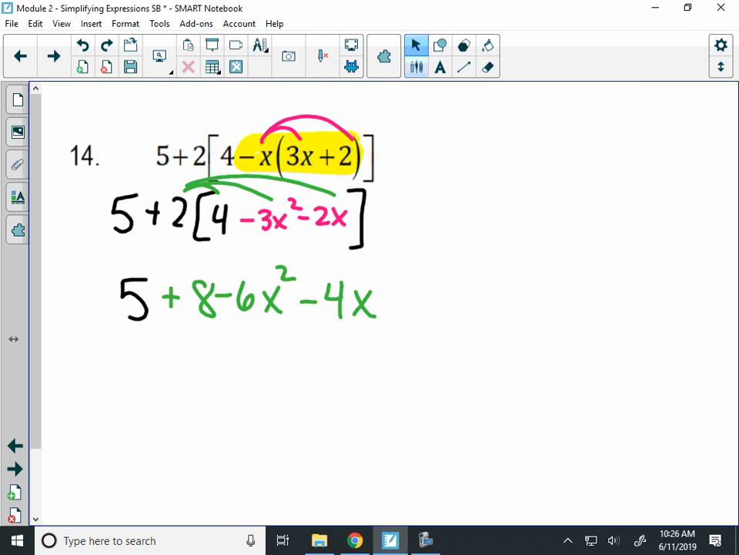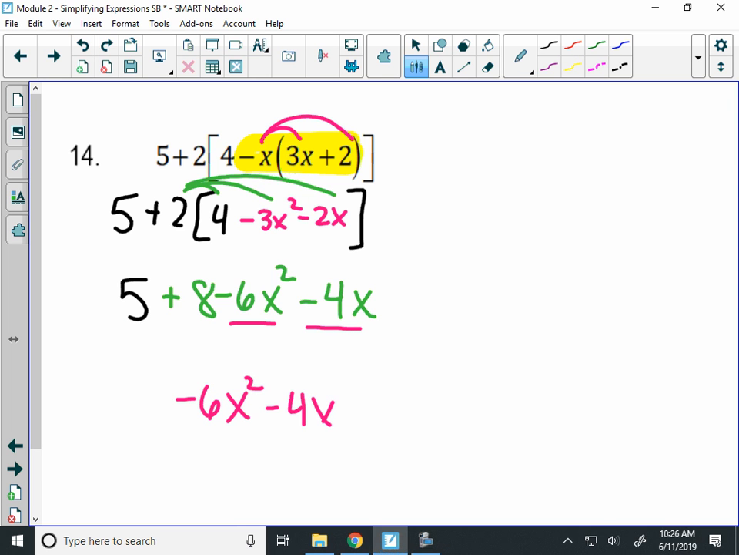Combining like terms, I'm going to start with the 6x squared first, just to put it in standard form. The x's next, minus 4x. And then the 5 plus 8 is 13.